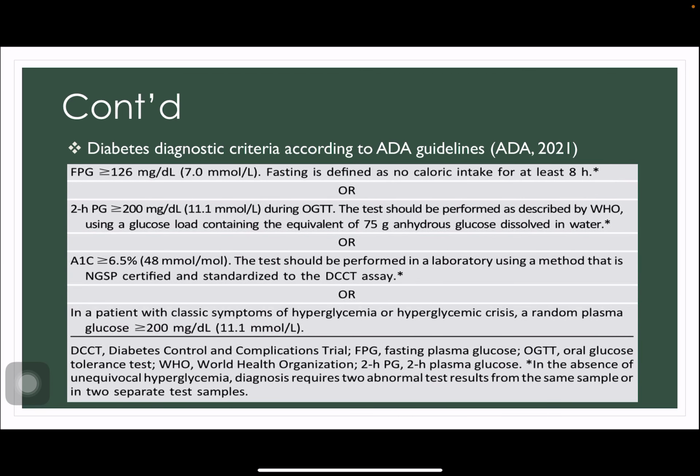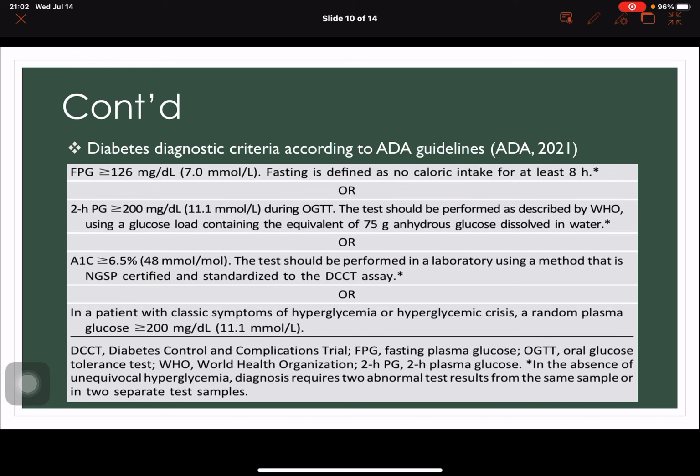A single random blood glucose level greater than or equal to 200 milligrams per deciliter is sufficient for diagnosis. Alternatively, a pathological fasting plasma glucose test, oral glucose tolerance test, or hemoglobin A1C test establishes a diagnosis of diabetes. If hyperglycemia is high enough to suggest but not confirm a diagnosis of diabetes, two similar tests, either from the same sample or from a separate test sample, will confirm the diagnosis.